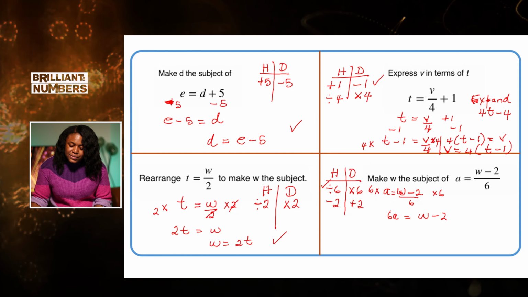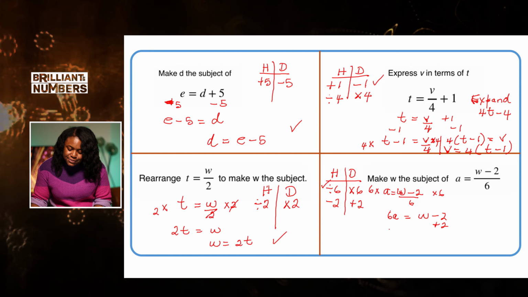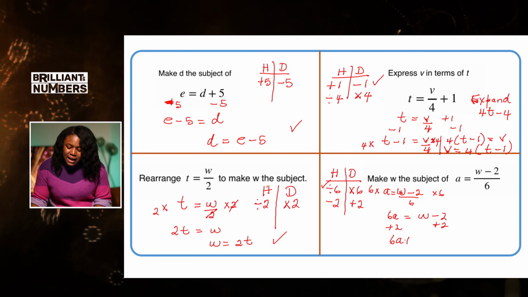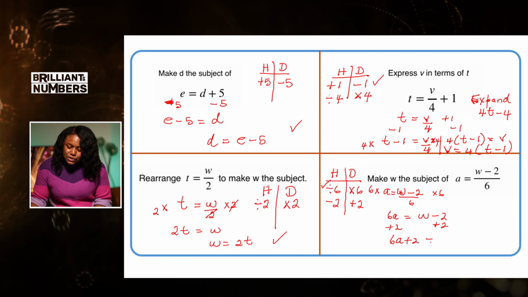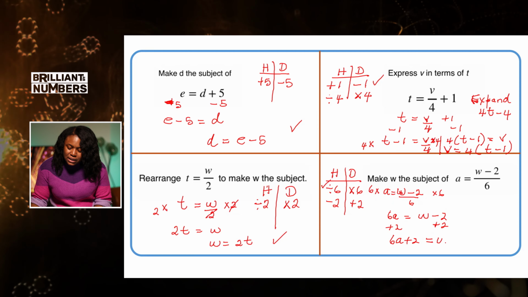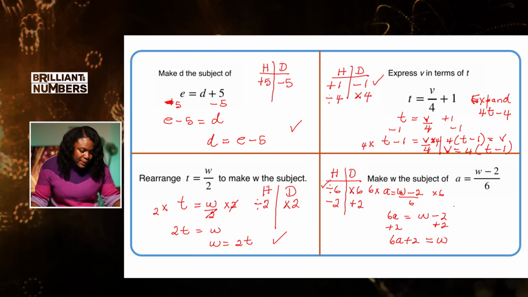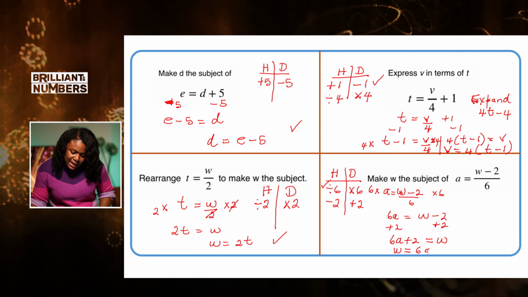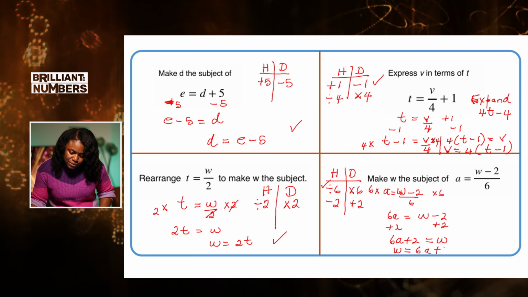I now need to add 2 to both sides. So then I get 6A add 2 is equal to, minus 2 and add 2 cancels out to 0, so that's W. So I can then go ahead and write that W is equal to 6A add 2.